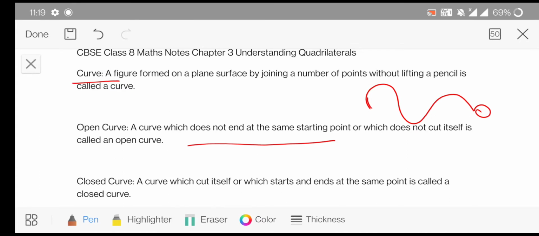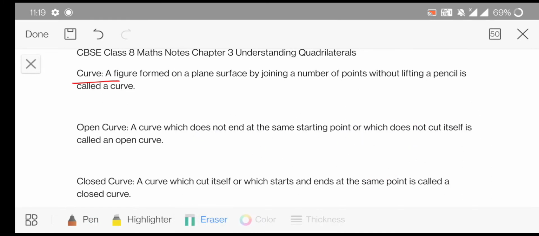And closed curve. So a curve which starts and ends at the same point. Suppose I have started this curve from here and it's meeting at the same point again, means जिसका starting ending both will be same, is called the closed curve. Okay, now let's move with the next one.